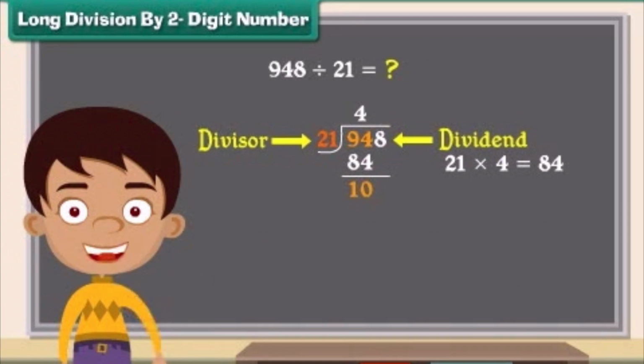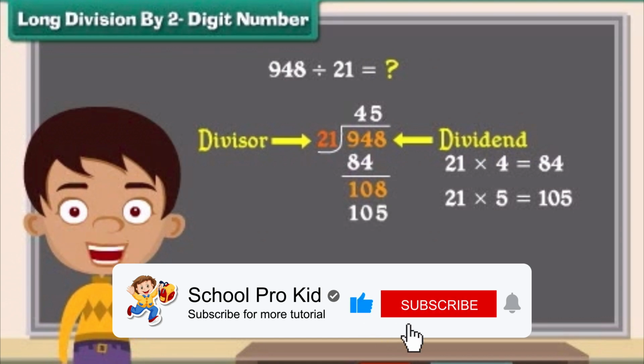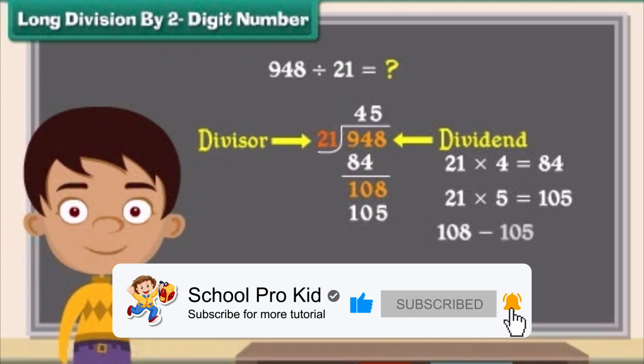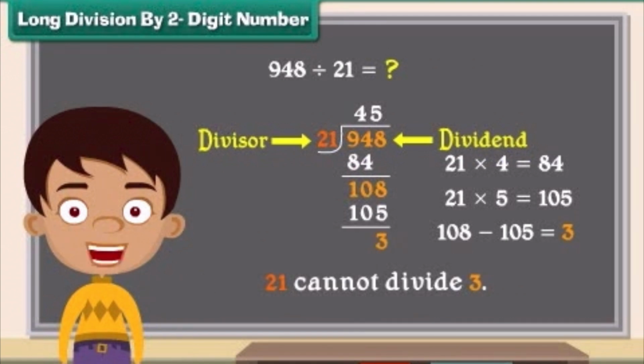Go to the next number in the dividend. The next number is 8. Now drag the number down. The number becomes 108. Now divide the new number 108 by 21. 21 fives is equal to 105. Place 5 above and the answer under 108. Subtract 105 from 108. The answer is 3. 21 cannot divide 3, so 3 is the remainder and 45 is the quotient.